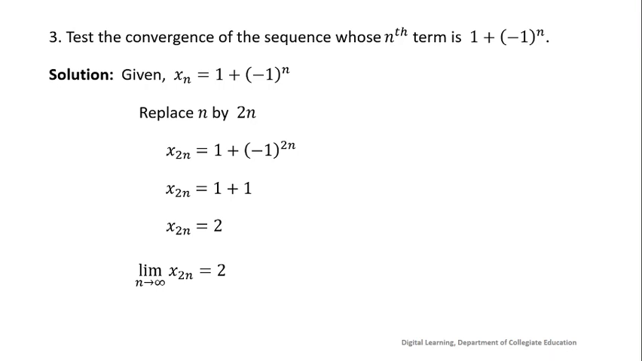Now we will apply the limit as n tends to infinity on both sides. We will get limit of x 2n as n tends to infinity equals 2. Consider xn equals 1 plus (minus 1) power n. Replace n by 2n plus 1. That is x 2n plus 1 equals 1 plus (minus 1) power (2n plus 1).